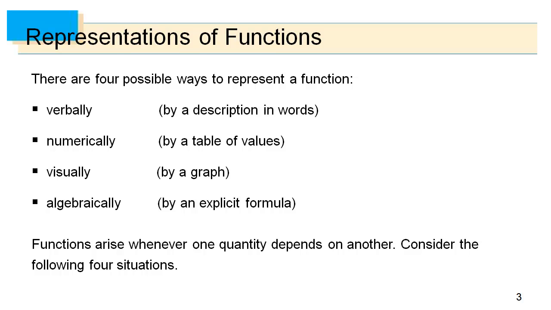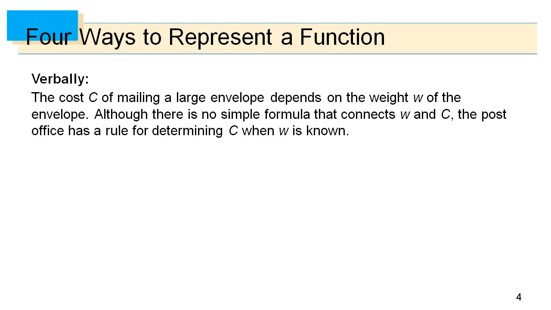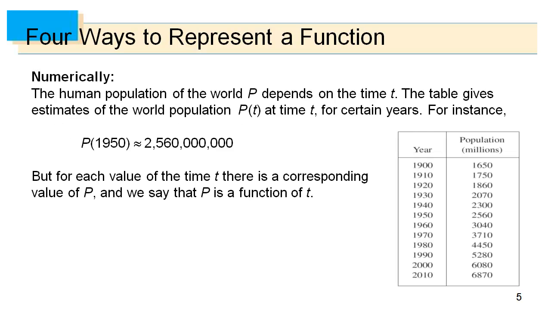So here's an example of verbally. We're just going to describe the cost of mailing a large envelope in the post office, that it's dependent on the weight. Numerically, we're going to go ahead and list those numbers in the table. So there's our input and output, our ordered pairs. You can think of this as the x and this is the y, right?